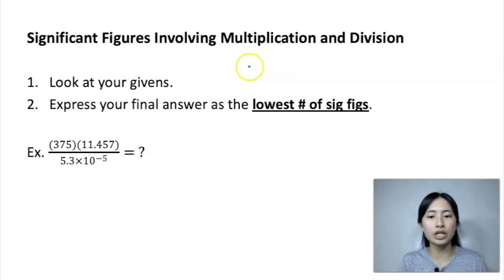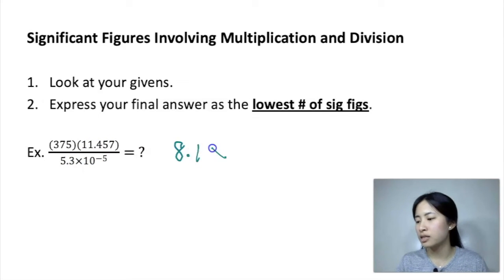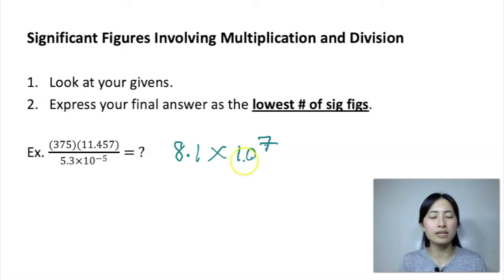Moving on to multiplication and division, it's a little bit different because you look at the lowest number of significant figures based on your givens. So if you have 375 times 11.457 divided by 5.3 times 10 to the negative 5, your final answer must be 8.1 times 10 to the power of 7. And the reason for that is because 5.3 times 10 to the negative 5 gives you the lowest number of significant figures, which is 2.